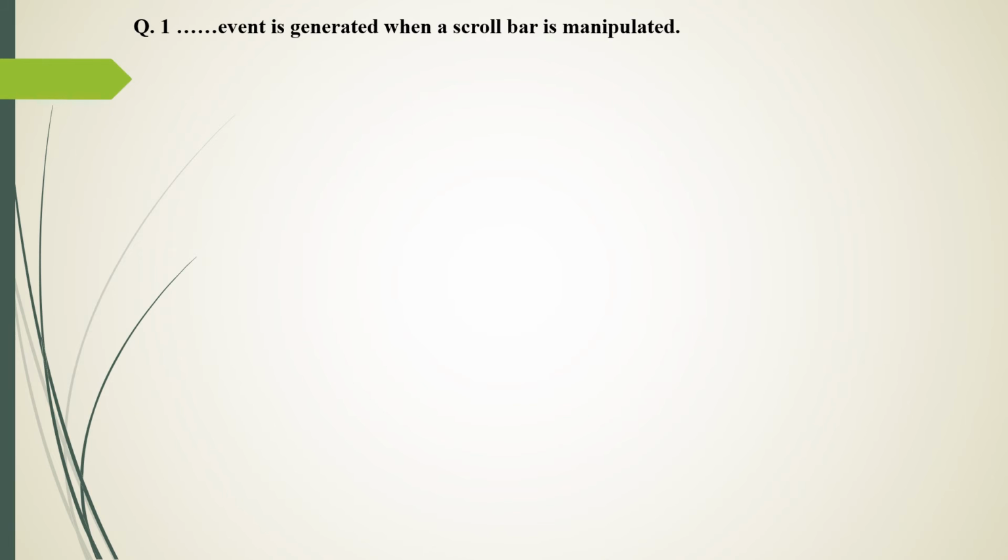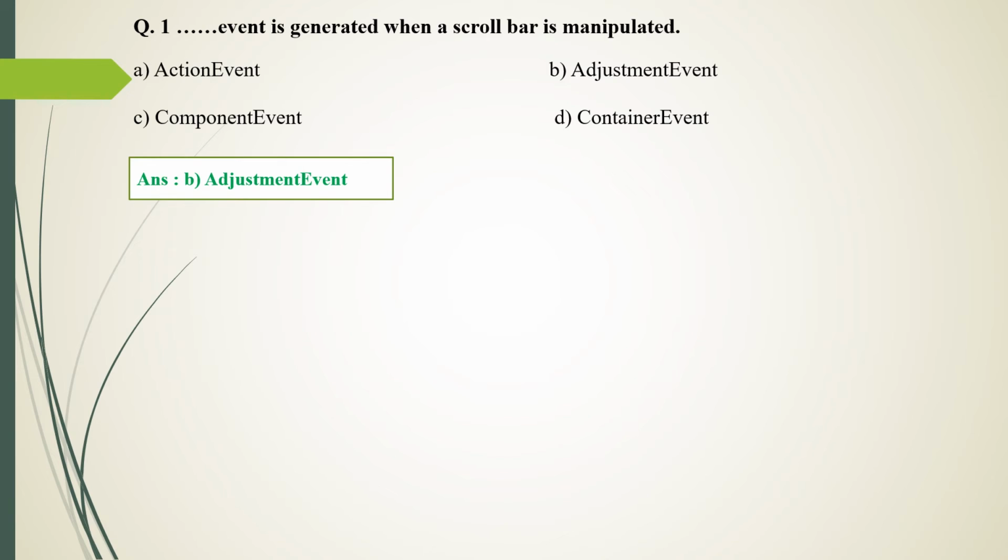First question: dash dash event is generated when a scroll bar is manipulated. Options are: first option action event, second option adjustment event, third option component event, and last option container event. The answer of this question is adjustment event. Adjustment event is generated when a scroll bar is manipulated.